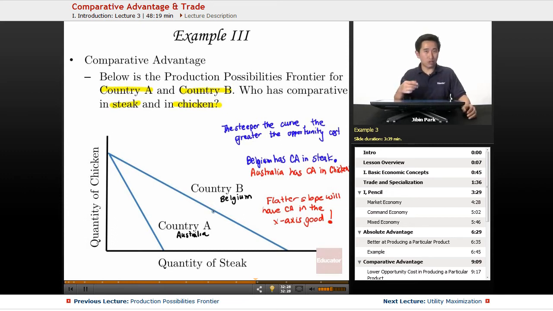But this is a shortcut that can be used, again, if you know exactly that the curve is to scale, or if you know numbers-wise that they produce the same amount of chicken, then you can actually draw it and figure out for yourself who has comparative advantage. On certain questions where you can't visually see it, the best alternative might be to actually work it out.